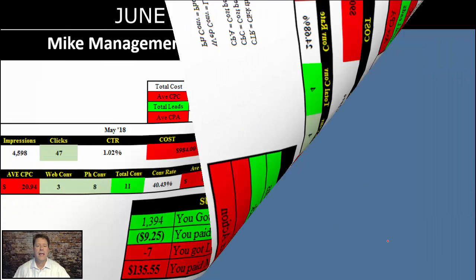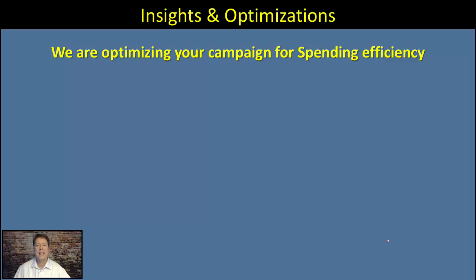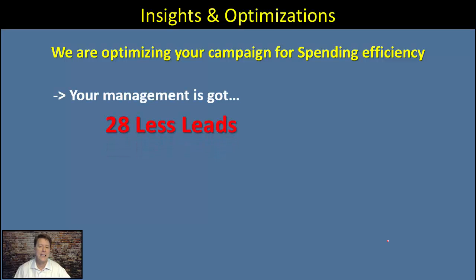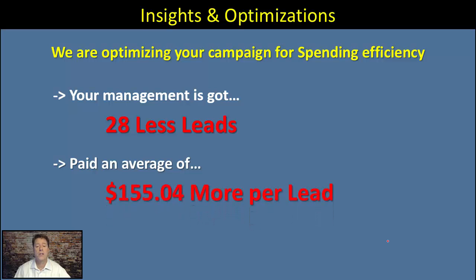So again, in summary, what we're doing is our focus is to optimize your campaign for spending efficiency. So your management got 28 less leads and paid an average of $155.04 more per lead over the last 2 months that we've actually been optimizing your advertising campaign.